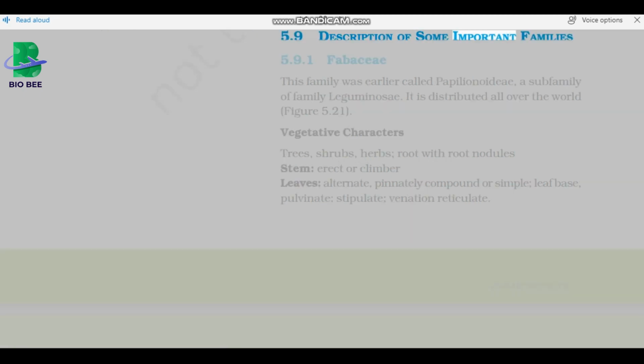Some important families. Fabaceae. This family was earlier called Papilionoideae, a subfamily of family Leguminosae. It is distributed all over the world. Figure 5.21. Vegetative characters.